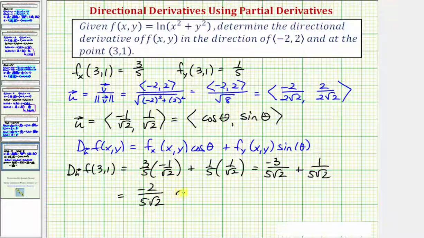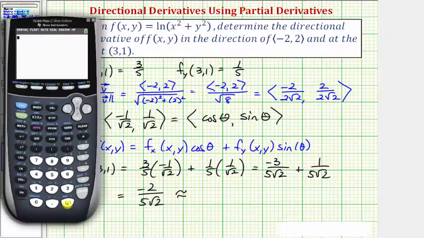Let's also get our decimal approximation. So we have negative 2 divided by, and then in parentheses, we have 5 square root 2, close parenthesis, and enter. So notice how the directional derivative is approximately equal to negative 0.2828.